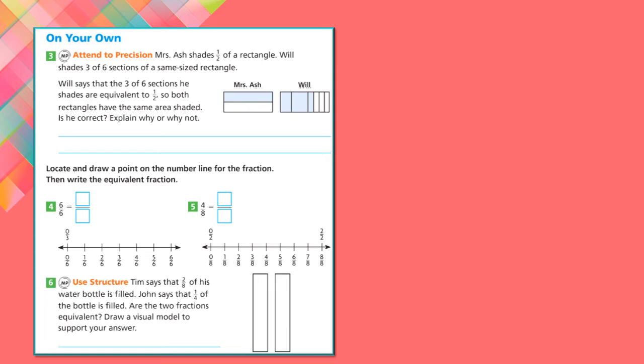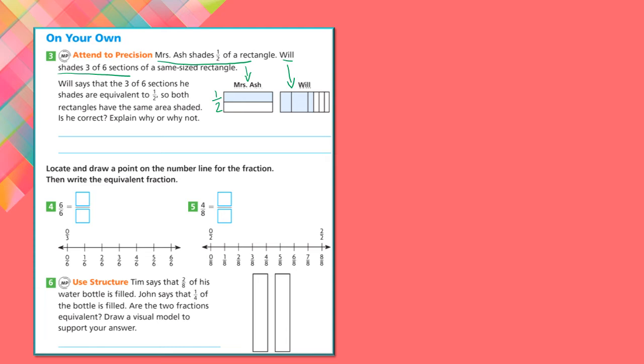So I see that Mrs. Ash shades half of a rectangle, and that's her model. And Will shades 3 of 6 sections, and his isn't written in a fraction. I wonder why. Okay, so both rectangles are the same size, and Will thinks that since he shaded 3 out of 6 parts, that they both have the same area shaded. Do you agree with him?